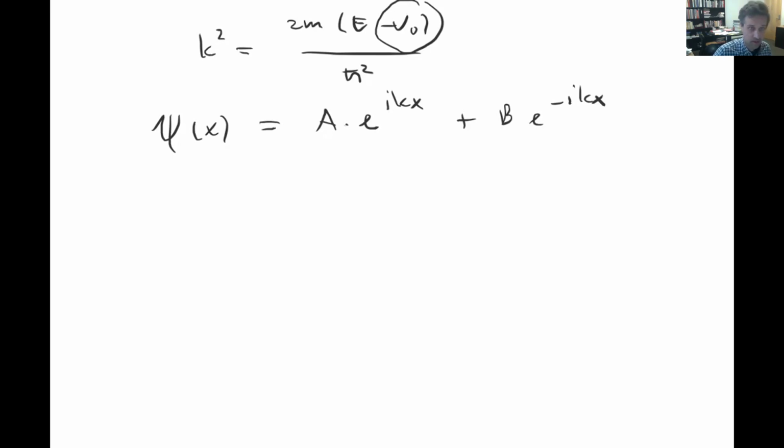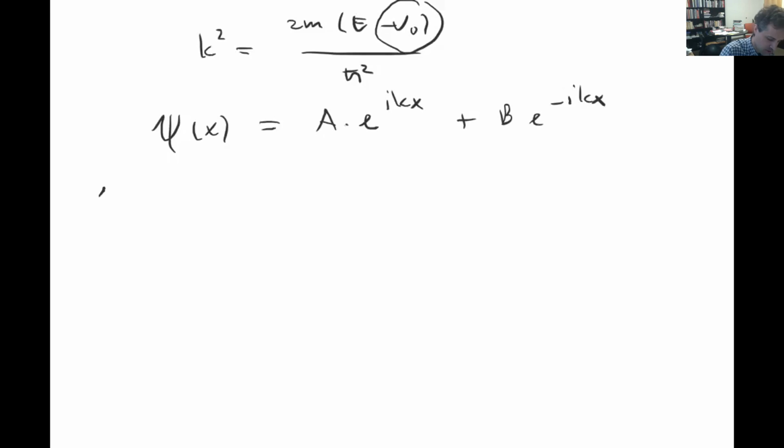Because what you can see here is that if this V0 is going to be larger than E, where E is the total energy, then this k squared is going to be negative. And that's problematic because if you take the square root of a negative number, you get a complex number. So k can become complex. Let's see what that means.